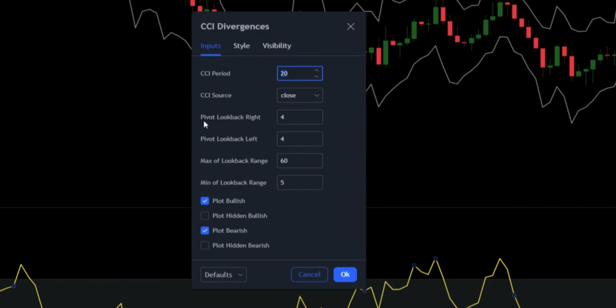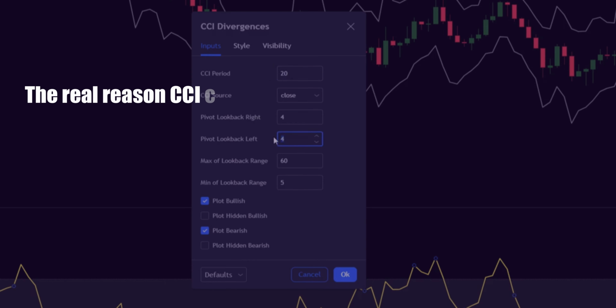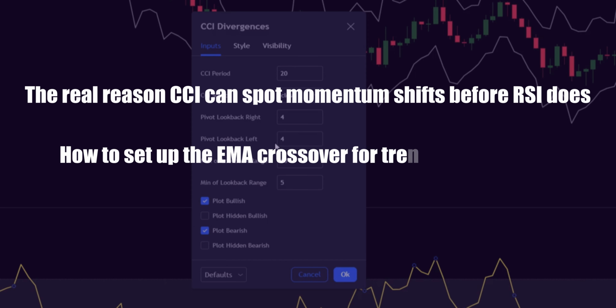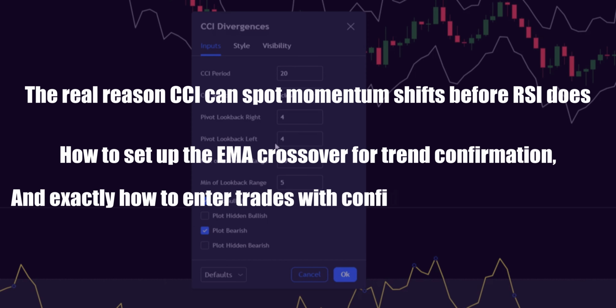By the end of this video, you'll know the real reason CCI can spot momentum shifts before RSI does, how to set up the EMA crossover for trend confirmation, and exactly how to enter trades with confidence, no guesswork.